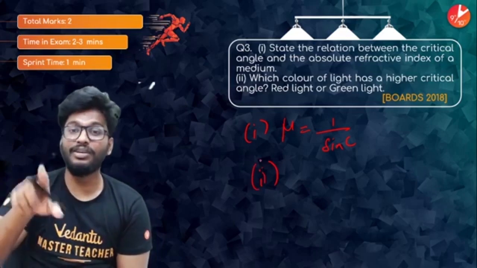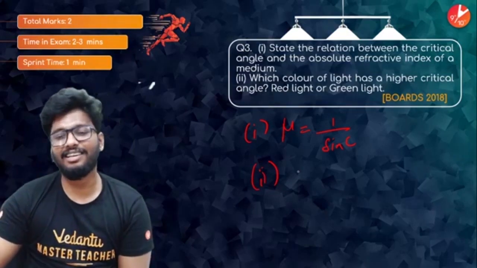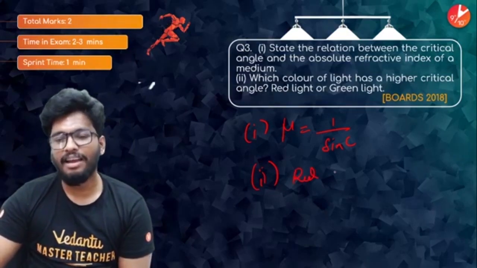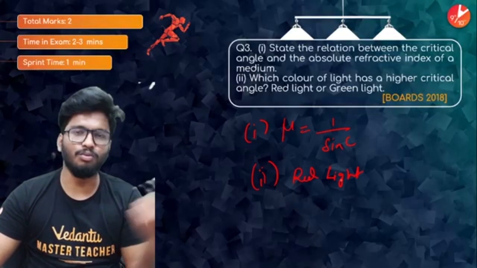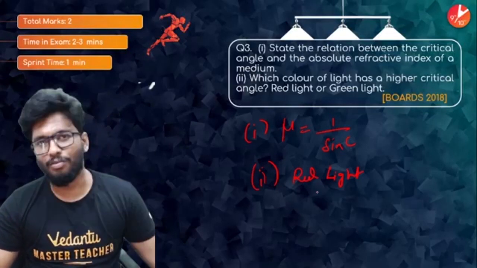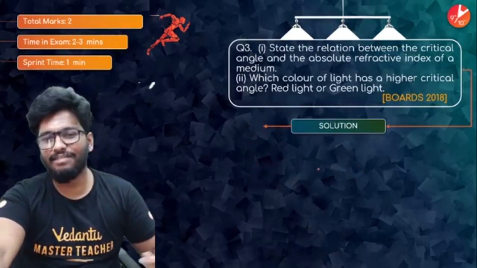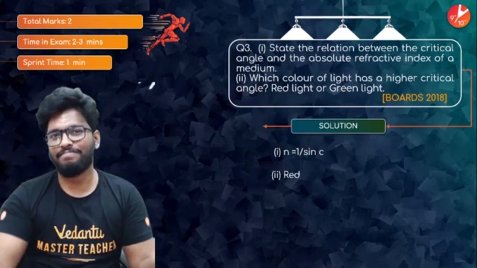Second part of the question, so this is the relation between the critical angle and absolute refractive index. Now to talk about which color of light has a greater critical angle, it would be red light. Why? Because the wavelength of red light is more, so the critical angle would also be more. Green, on the other hand, has a lesser wavelength, so the critical angle is going to be less.